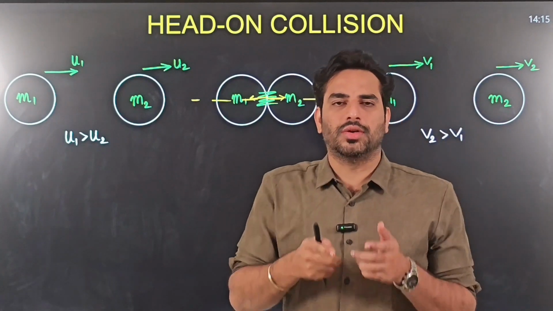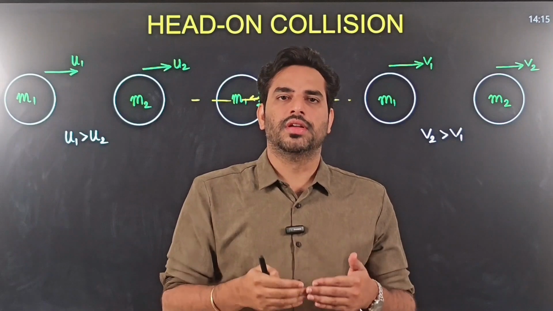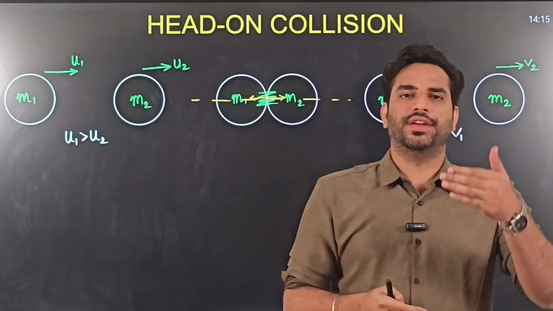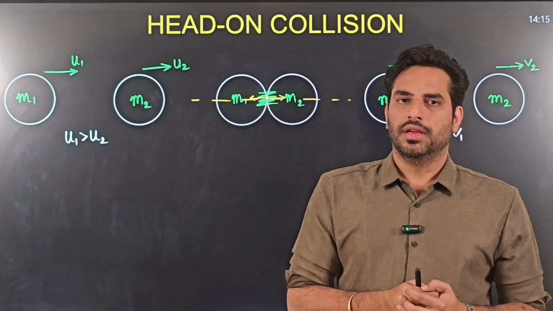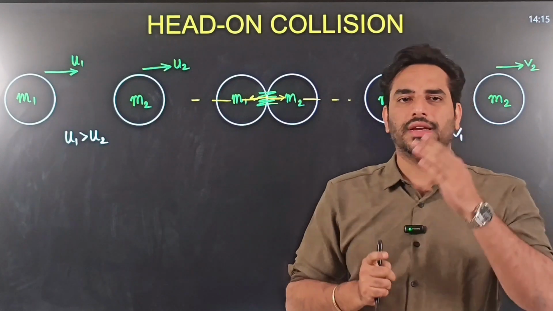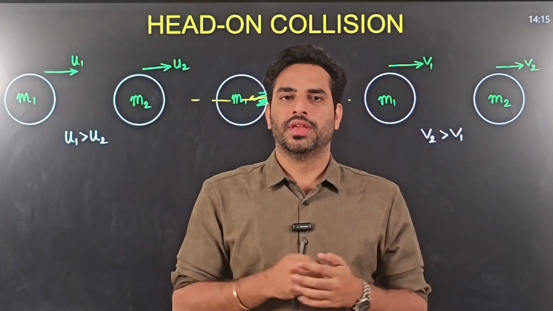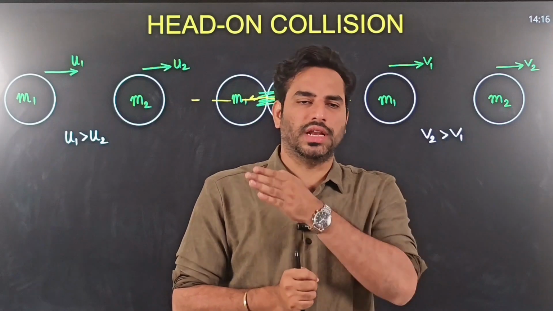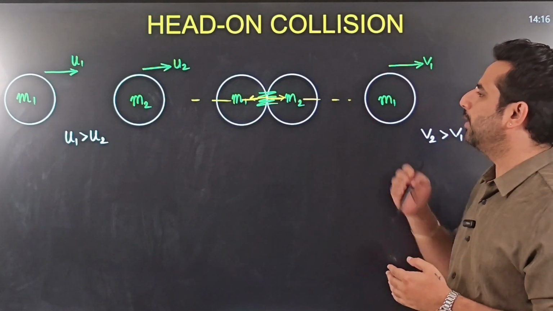The line along which the collisive forces act is known as line of impact or line of collision or line of impulse. There are three names to that particular line. And if you observe in this case, the velocities of m1 and m2 are directed along the line of impact. Because velocities are directed along the line of impact, this collision is known as head-on collision or one-dimensional collision.